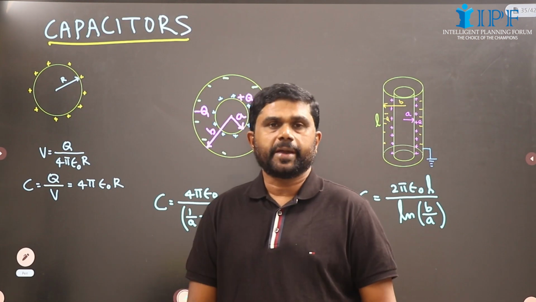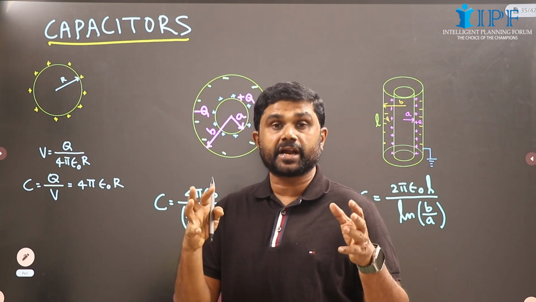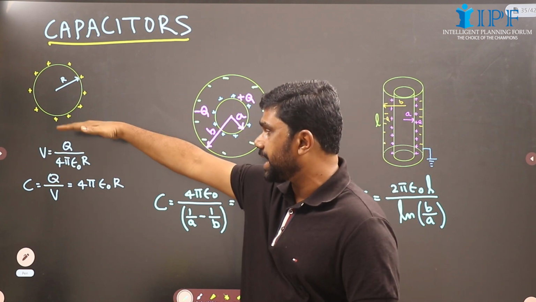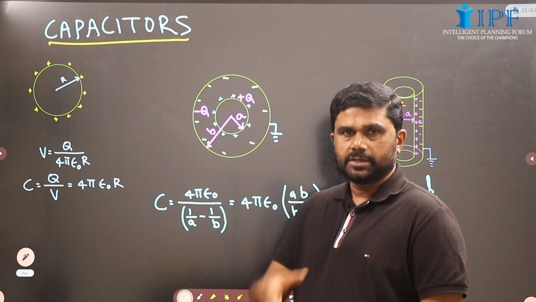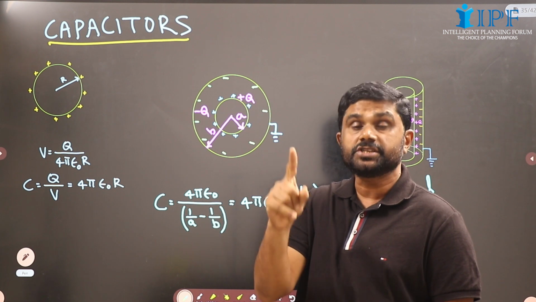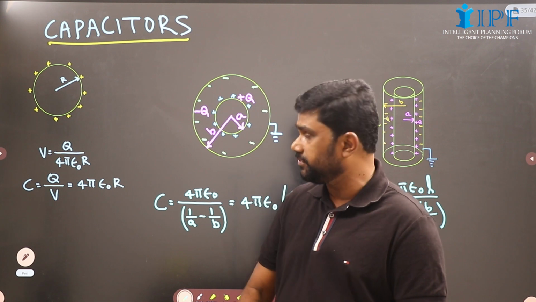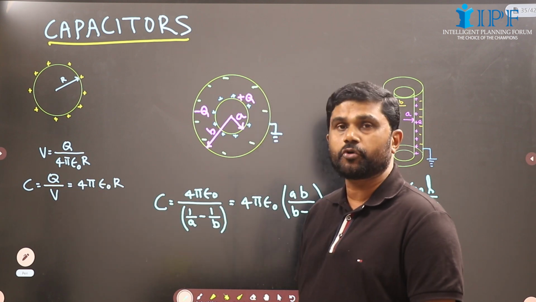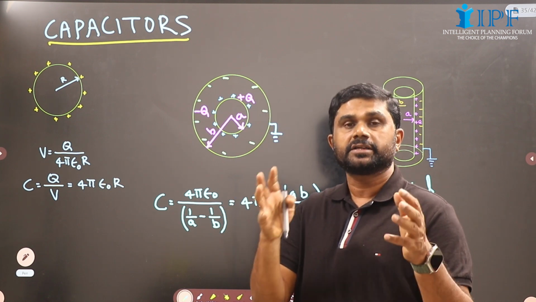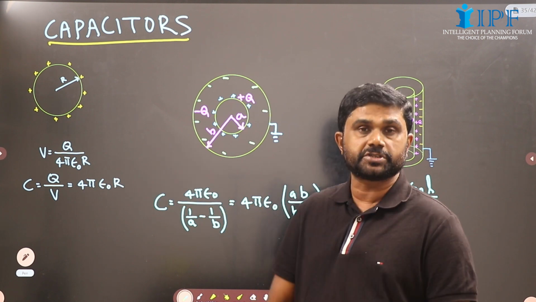Now capacitors. See, when a charge capital Q is given to a conducting sphere of radius r, then the potential on its surface is given by V equals capital Q divided by 4 pi epsilon 0 r. The ratio of the charge given to a conductor to the potential to which it is raised is called its capacitance. So the capacitance of an isolated conducting sphere will be C equals Q by V, which is equal to 4 pi epsilon 0 r. Here 4 pi epsilon 0 is a constant, so we can say that the capacitance of an isolated sphere is directly proportional to its radius.